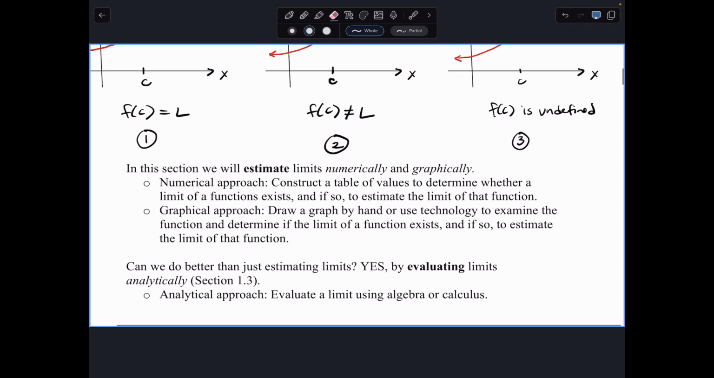Anyway, in this section, you guys, we're going to talk about estimating limits, so estimating what the value of a limit is.